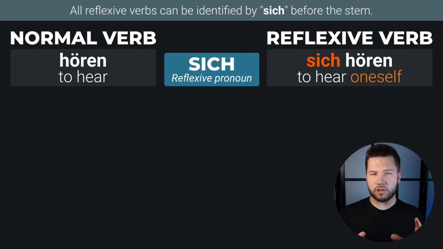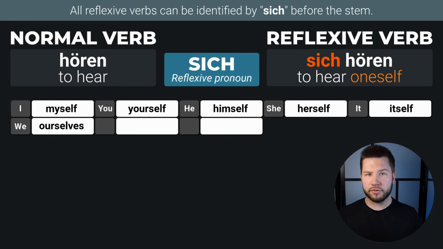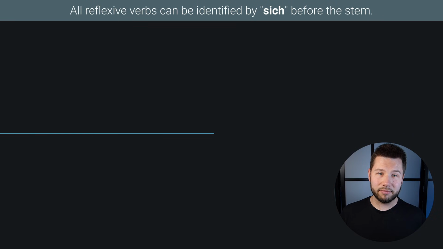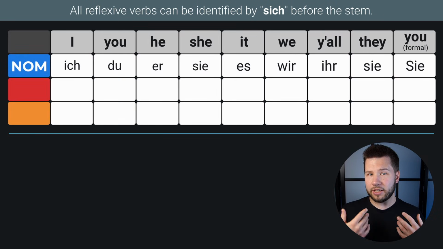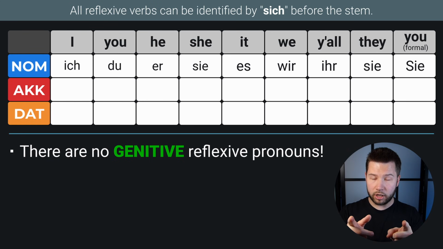Now, this sich is called a reflexive pronoun, and these pronouns always accompany the verb. Since English has no cases, reflexive pronouns are limited to myself, yourself, himself, herself, itself, ourselves, yourselves, and themselves. That's a bit different in German. Here, reflexive pronouns can either take the accusative or dative case. Not the genitive though, so you can stop worrying about that one.